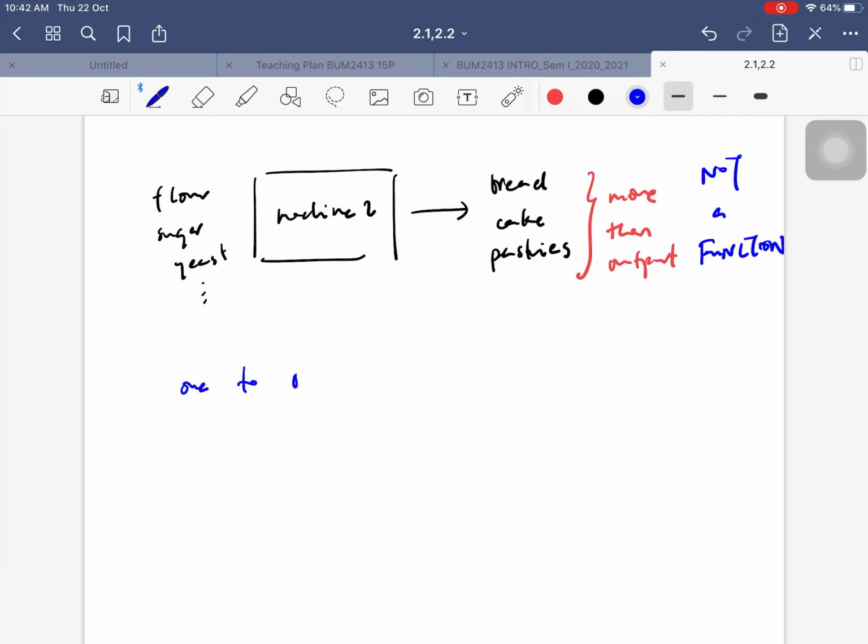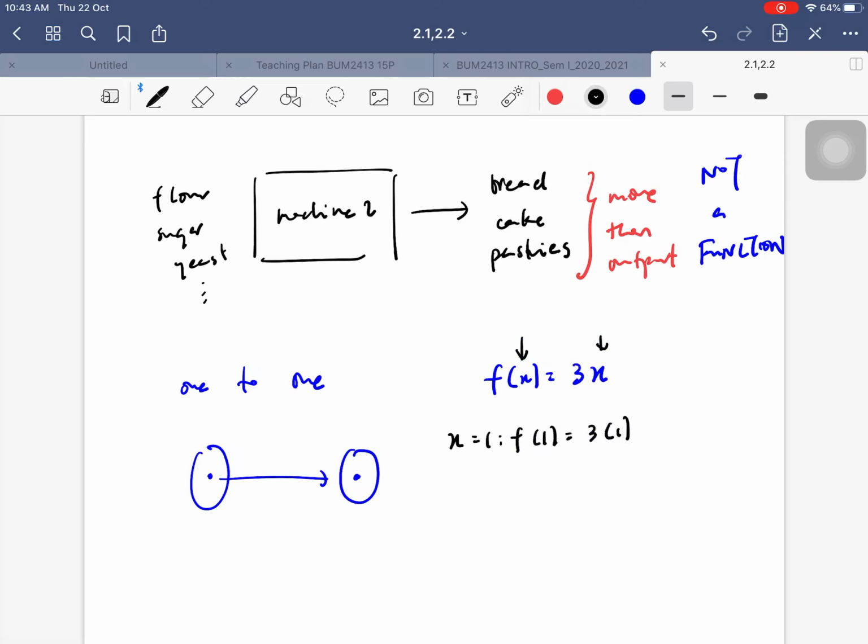One-to-one means that when I give one value, it's only going to produce one value. That is one-to-one. This value is going to give another value. For example, if I have f(x) = 3x, and x equals 1, I substitute x = 1 and get f(1) = 3 multiplied by 1, so it's going to be 3. If I have x = 2, I'm going to have f(2) = 3 multiplied by 2, that is going to equal 6.